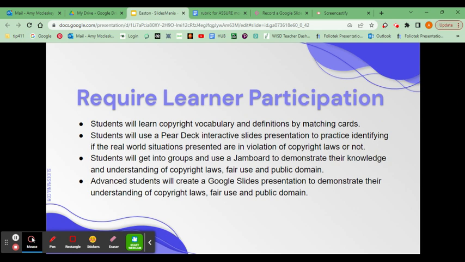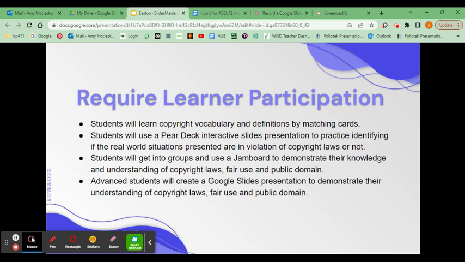R is Require Learner Participation. My students will learn copyright vocabulary and definitions by matching cards. Students will use a Pear Deck interactive slides presentation to practice identifying if the real-world situation presented is in violation of copyright laws or not.